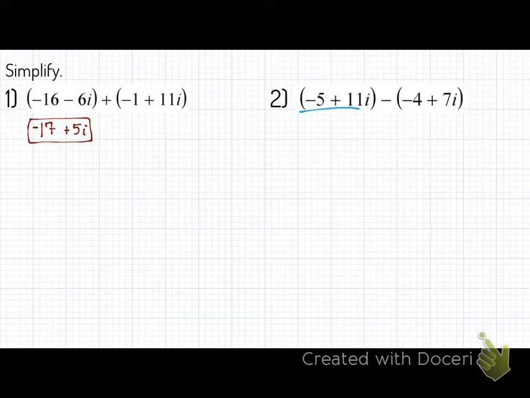Two complex numbers, and we're subtracting them this time. So here we go. We got negative 5 minus a negative 4 is negative 1. Negative 11i minus positive 7i is positive 4i. That's it. Super easy. So pause the video here and write these down.